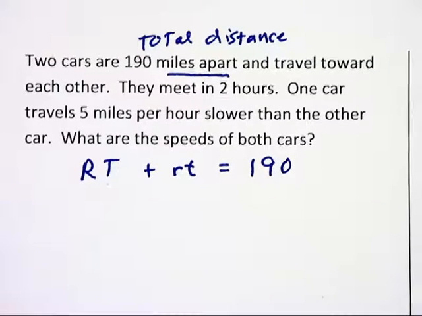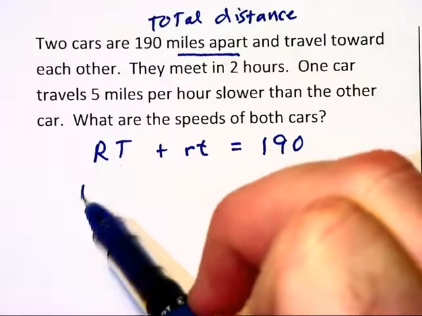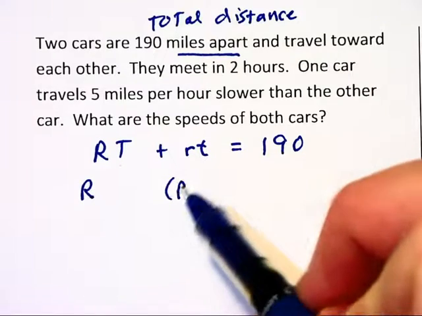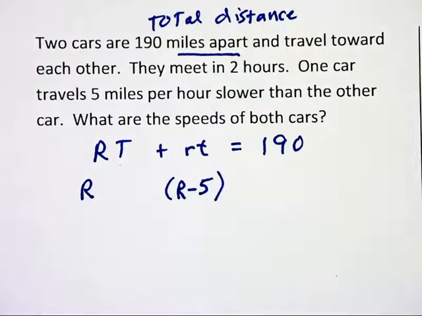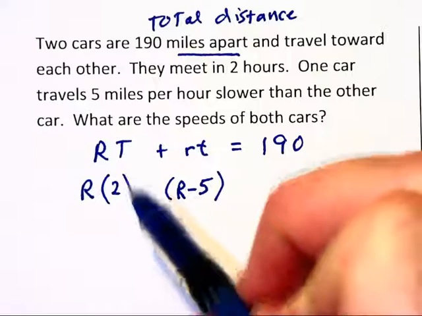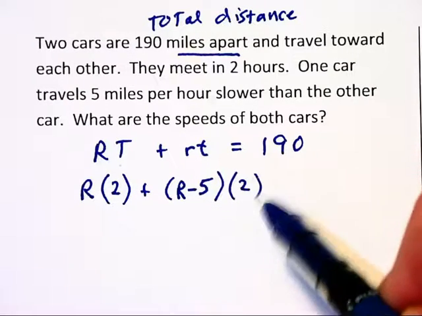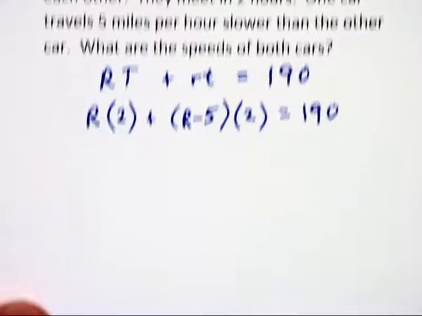One car travels 5 miles an hour slower than the other. Okay, one of them is traveling at r, the other one's traveling at r minus 5 miles per hour. They meet in 2 hours. Nobody had a head start, so they're both traveling for a time of 2. And that's all we need to set up our equation.